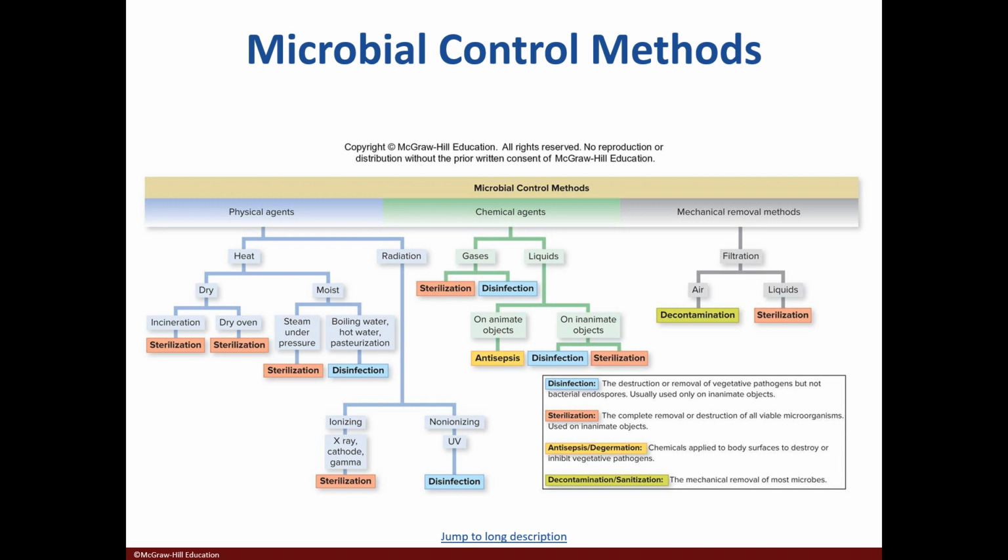This particular table outlines physical methods, which include heat and radiation. It also details chemical agents such as gases and liquids. And lastly, it outlines mechanical removal. We will be discussing each of these, what types of objects they're used on, as well as what technique is used.